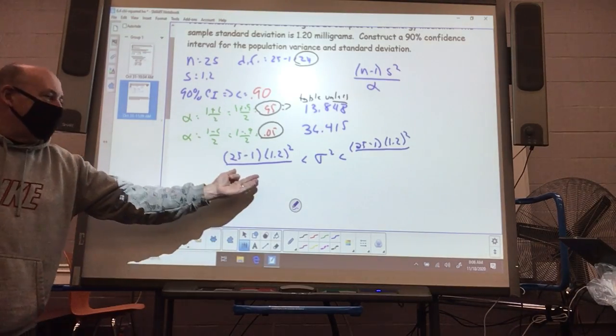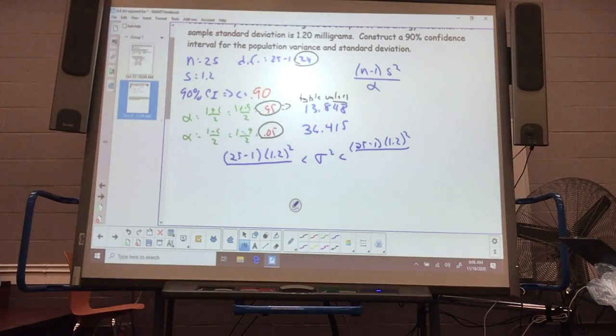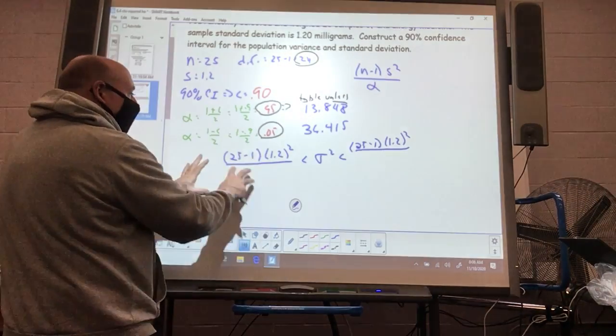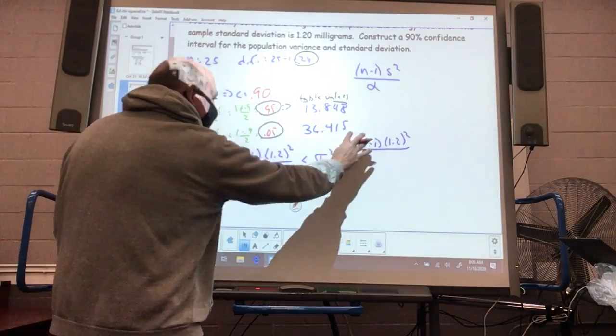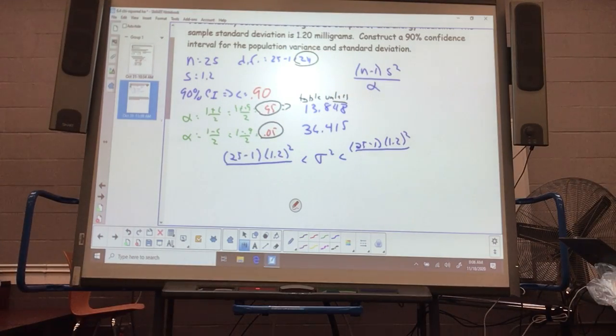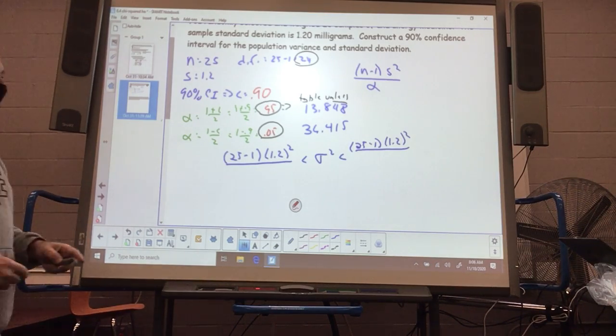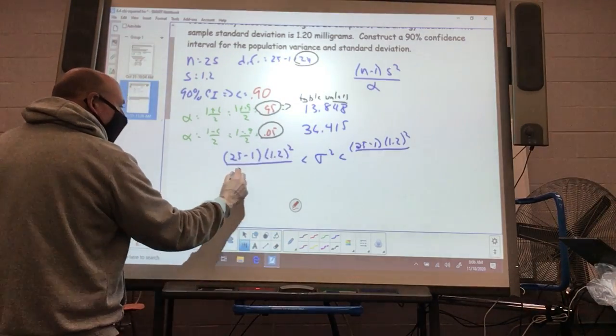Now, this is your smaller value, this is your bigger value. When I do this computation, this will be a smaller value, this will be a bigger value. If I have the same tops, what makes my value smaller when I do this division? When I divide by a bigger number or a smaller number? A bigger number. When I divide by a bigger number, it makes my number smaller. 10 divided by 5 is 2. 10 divided by 2 is 5. So my bigger number has to go over here.